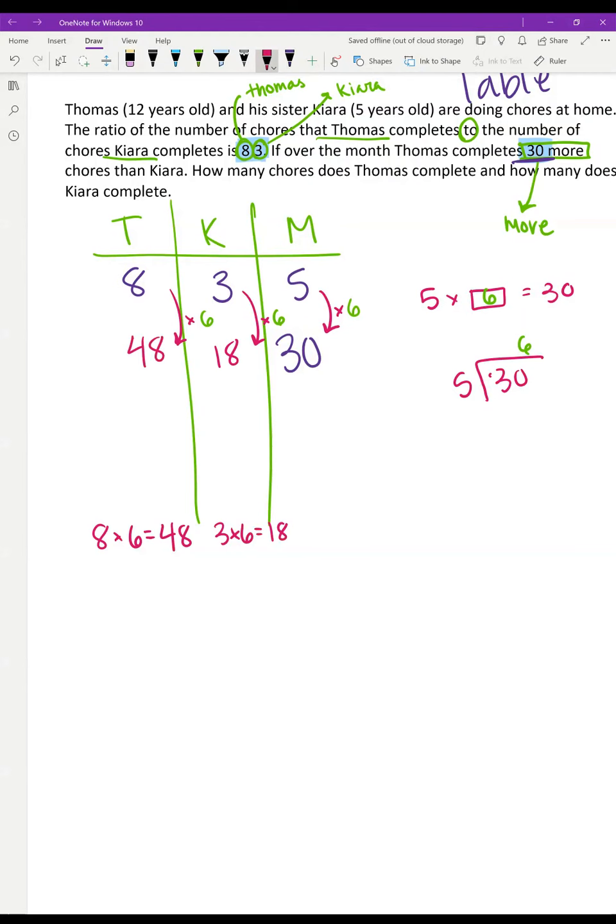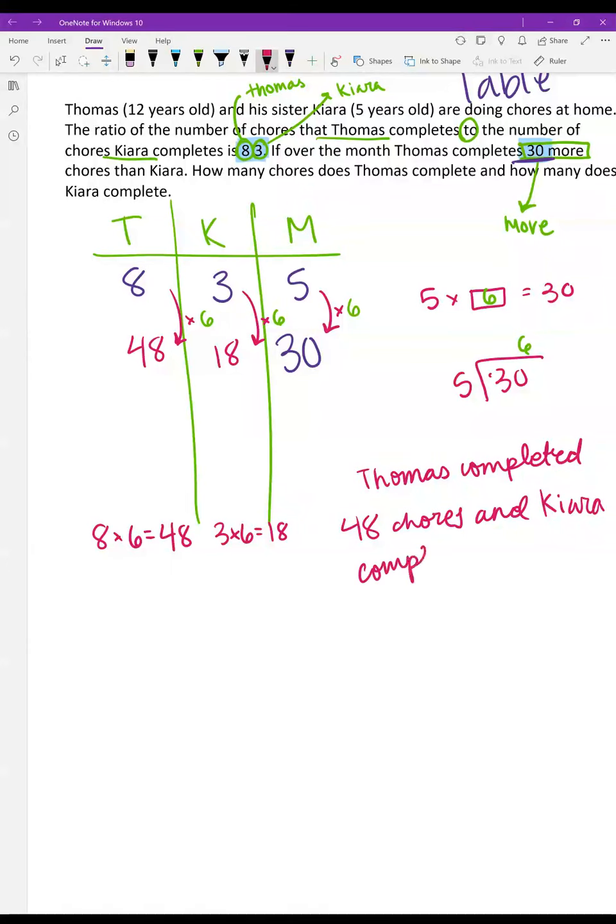Then I can know that Thomas completed 48 chores and Kiara completed, nope, spelled completed wrong, completed 18. And that's the answer to this. Let me know if you have any more questions.